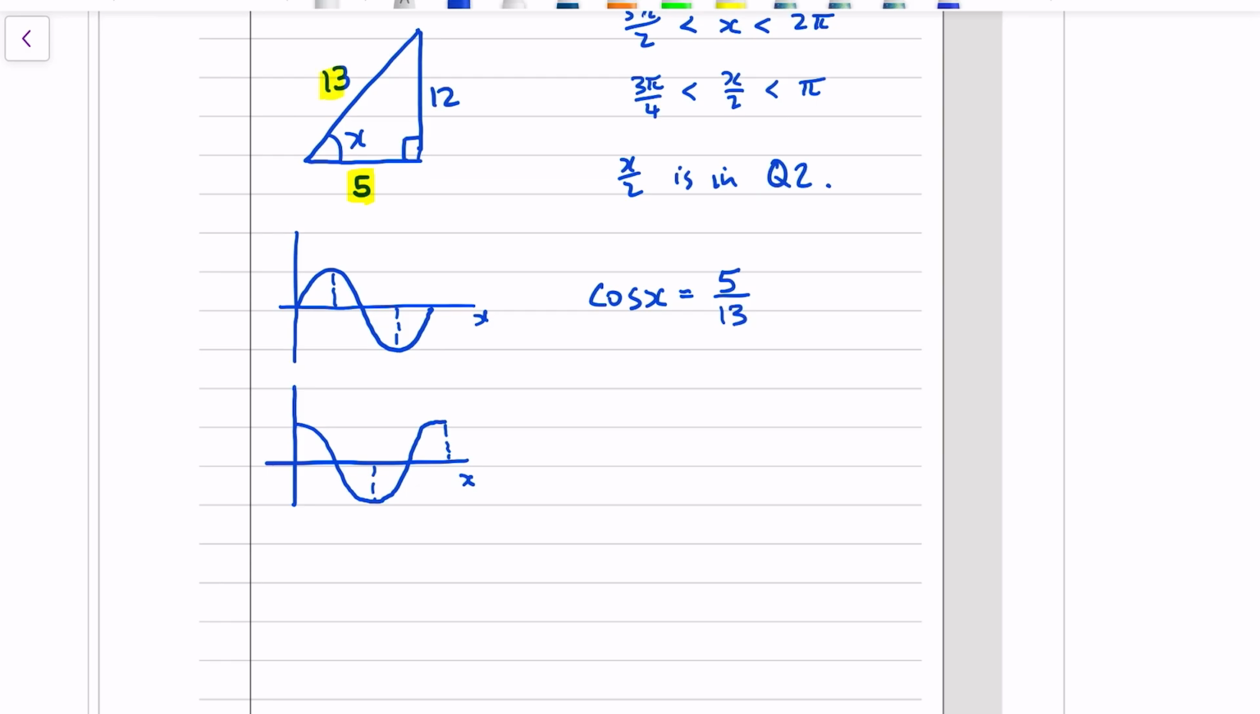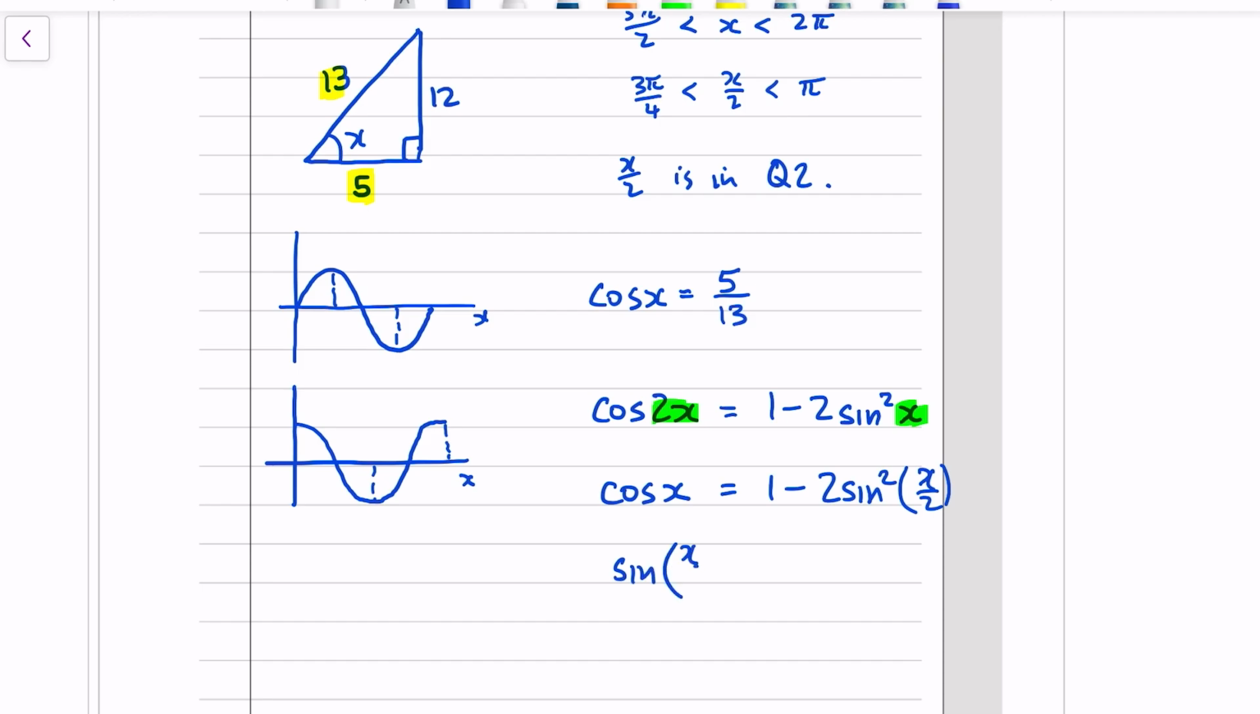And the reason I've got cosine is because we can use the double angle formula for cosine, which is this one, to relate 2x to x. Or in our case, we want to relate x to x over 2. So if I half this angle, I'm going to half the angle on the right-hand side. The double angle formula can also be written as cosine of x is equal to 1 minus 2 sine squared x over 2. And if I rearrange that equation, I've got sine of x over 2 is equal to 1 minus cosine x, all divided by 2, square rooted, plus or minus.